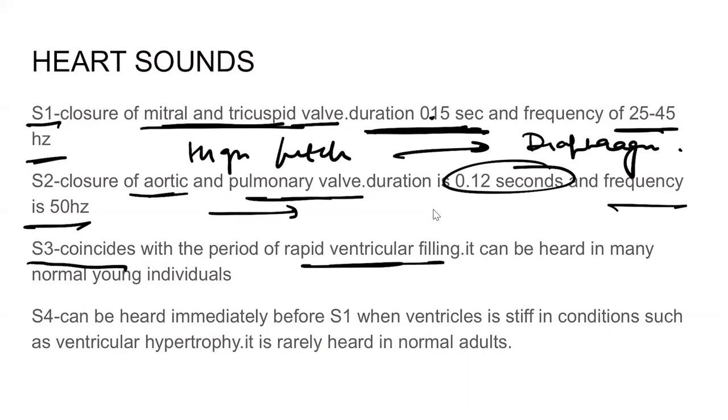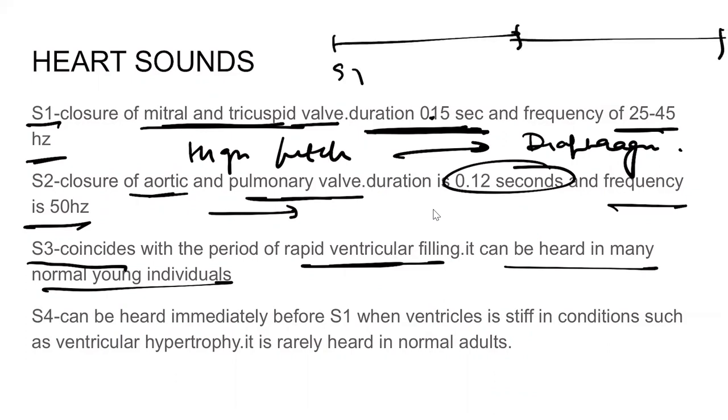So the rapid ventricular filling phase is the passive filling phase, and it can be heard in many normal young individuals or athletes. So what is S3 basically? This is S1, S2. This is systole, this is diastole. In diastole, we have first part that is isovolumetric relaxation, then rapid passive filling, then active filling.